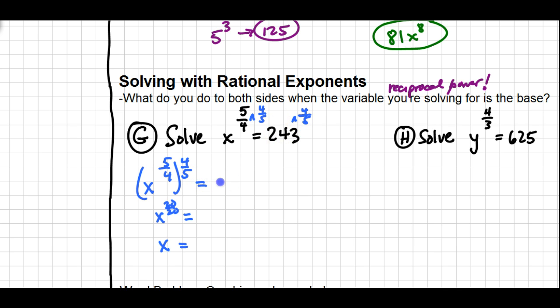Then on the other side we've got 243 raised to the 4/5 power. So let's break that rational up into 1/5 and then the 4. So a 1/5, that's going to be a pretty big number, or pretty difficult number for us to figure out with just a baby calc. So let's talk it through.